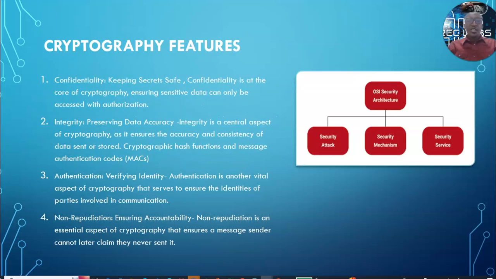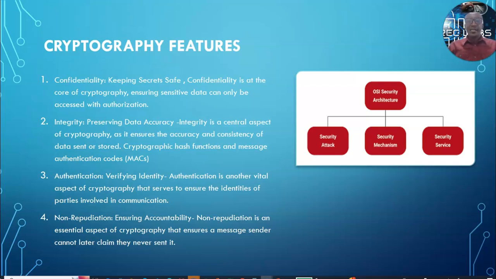So cryptography features, I think this is what we mentioned about the OSI architecture. We're dealing with the security attacks, the security mechanisms, and also security services. So cryptography features: you want to ensure confidentiality. So you want to keep secrets safe. The core of cryptography is ensuring that data can only be accessed with authorization, so that data can only be accessible by the person who is authorized to access that data.